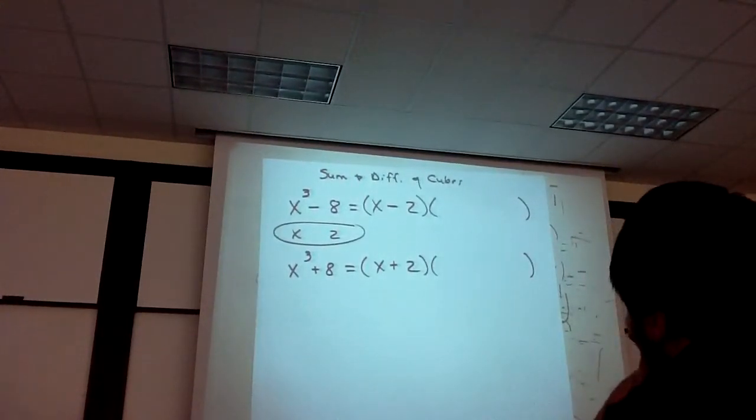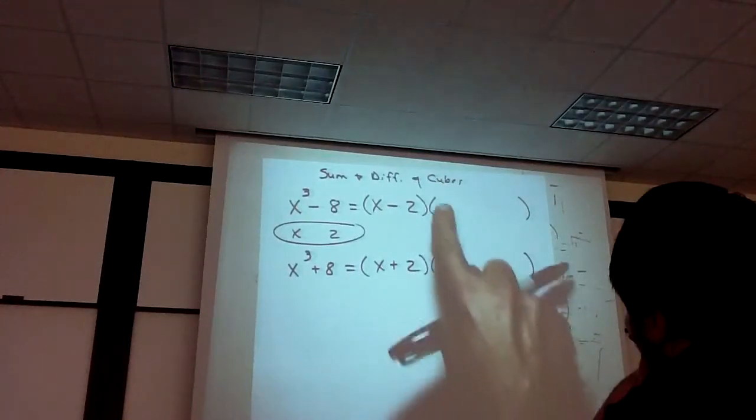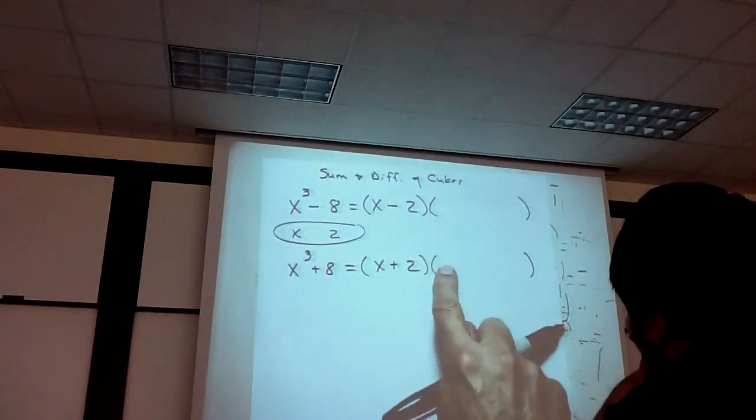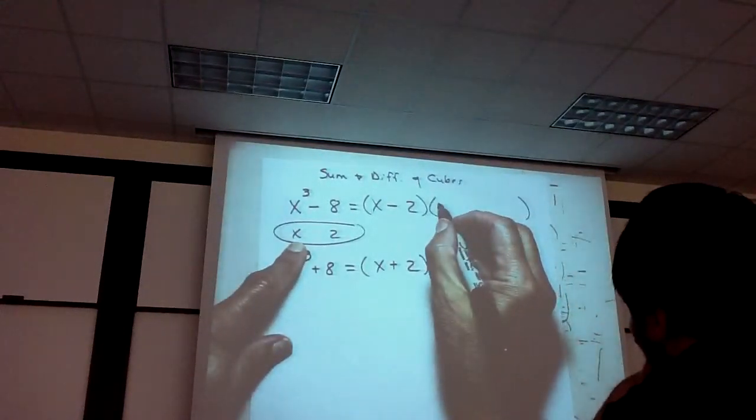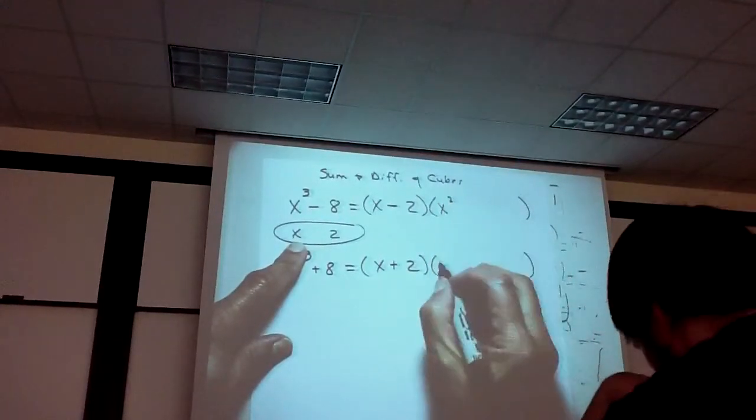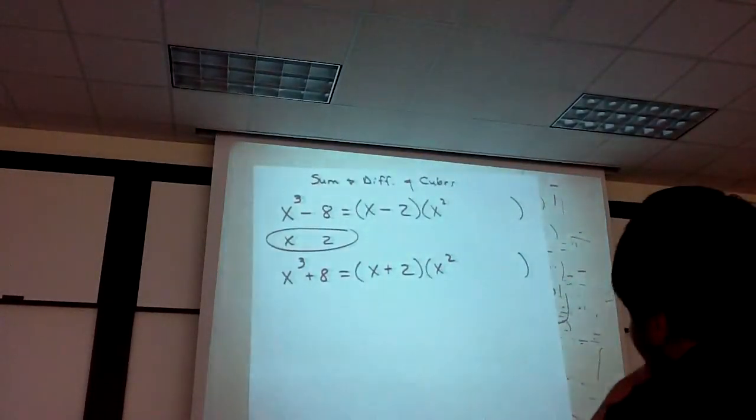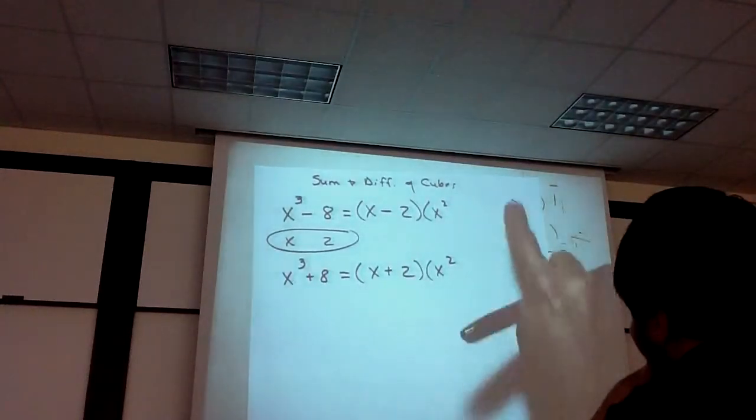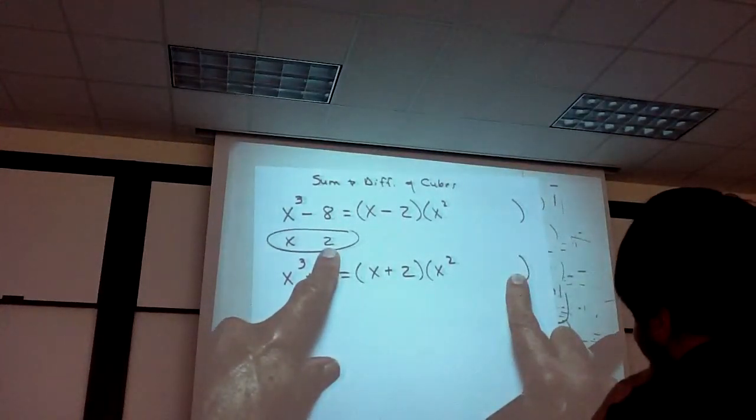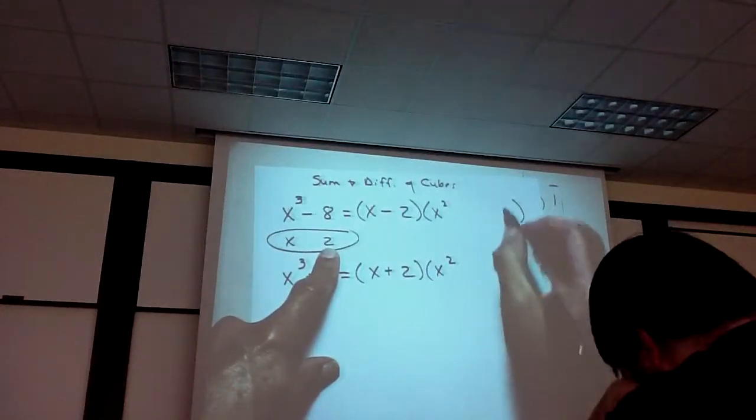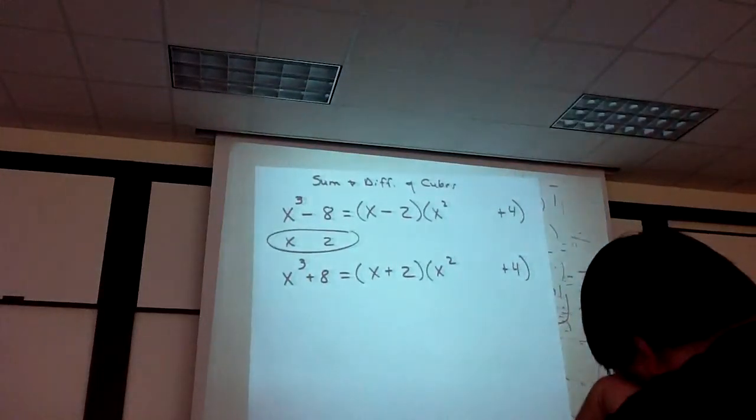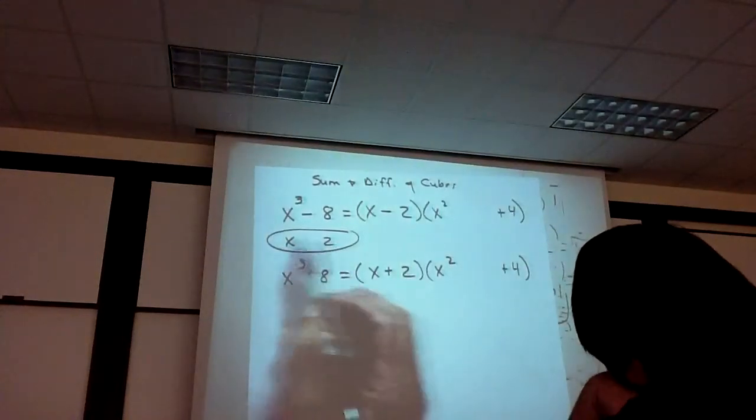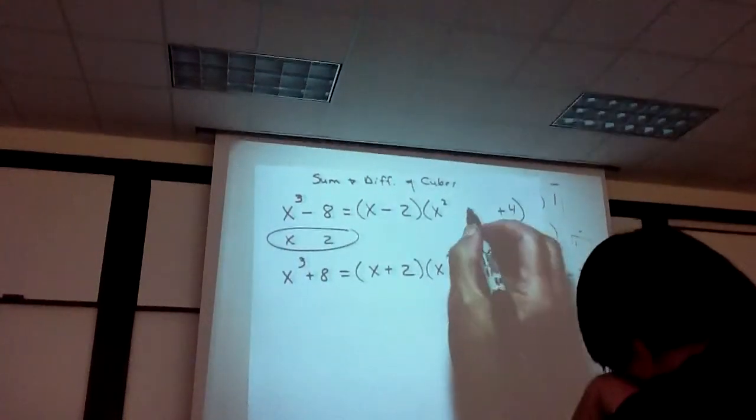So far, pretty easy, huh? And it stays pretty easy. The first term in your trinomial is the first cube root squared. So it's going to be x squared. And the last term in your trinomial is the second cube root squared. So it's going to be 4. And a square is always positive, so it's going to be plus 4. And to get your middle term, I simply multiply the two cube roots together. So, 2x.